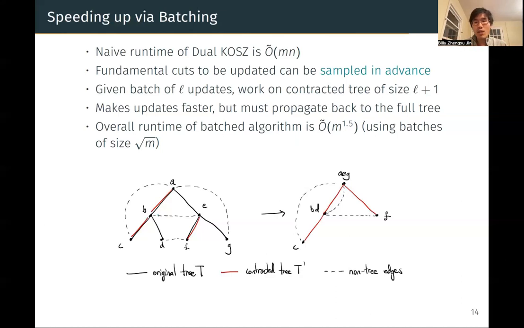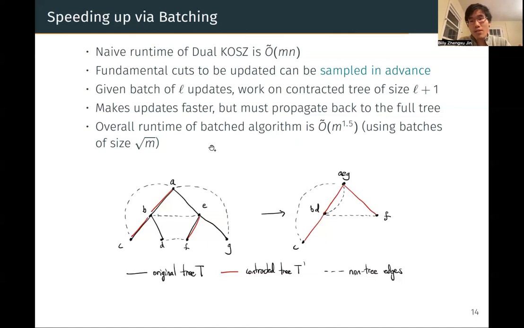And so we can generate all of these updates in advance. And what we can do is split them up into batches. So let's call this batch size L. We can process L updates simultaneously, at the same time. And what that allows us to do is, if we only focus on L updates, we can contract all of the tree edges that are not involved in those L updates. And so in essence, we're working with a contracted tree of size L+1 in each batch.